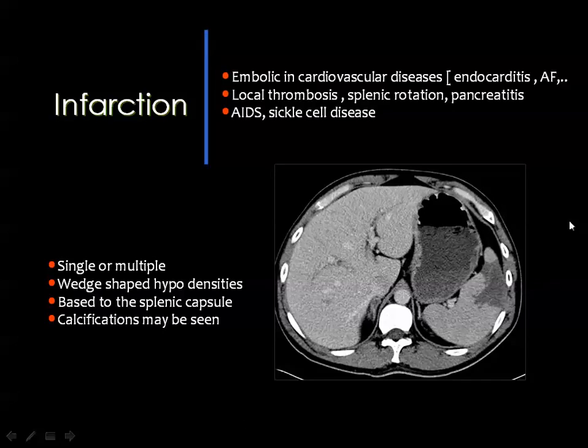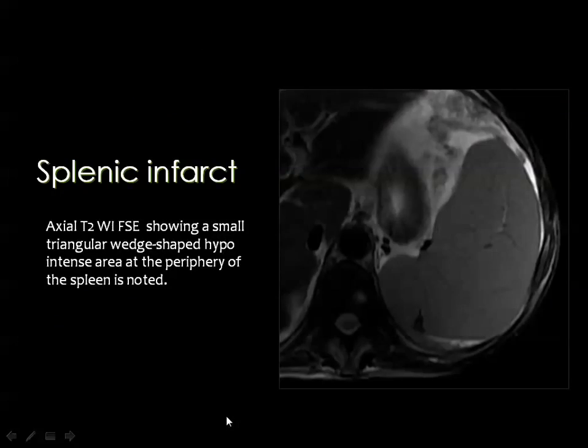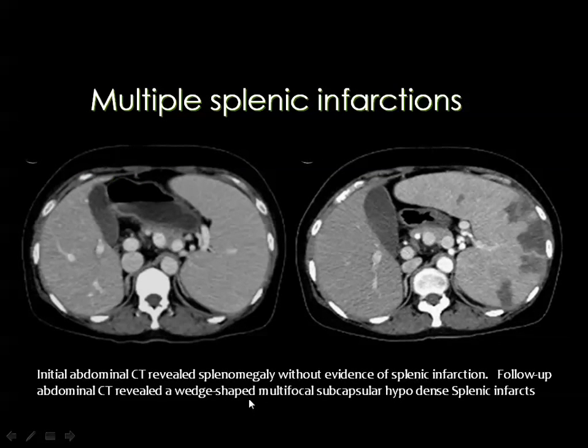Infarctions of the spleen have many etiologies, including the embolic causes and the thrombotic causes, as well as sickle cell disease. And the infarction, by definition, is an area of hypodensity devoid of vascular supply, usually triangular in shape, with base outside and the apex inside. The splenic infarction may be single and may be multiple and may involve the whole spleen.